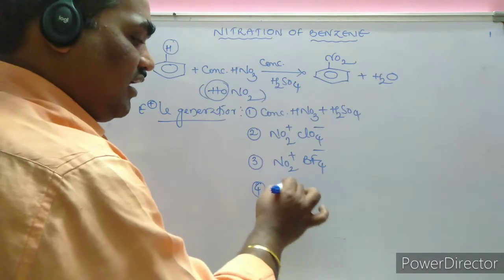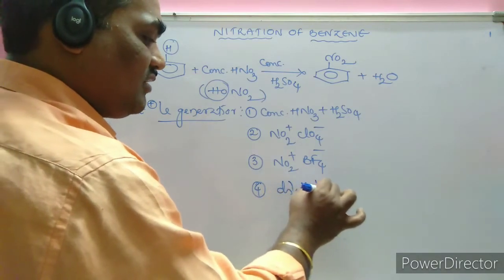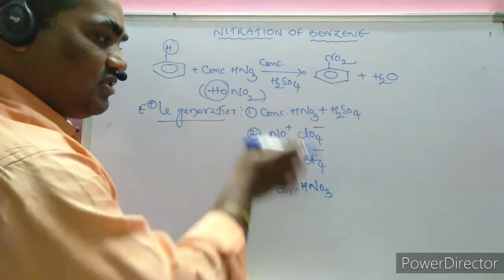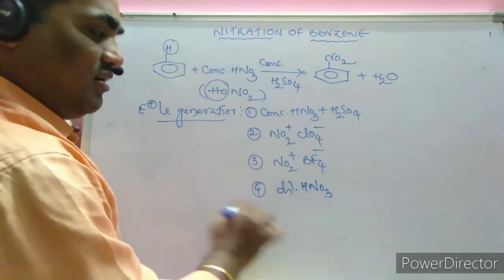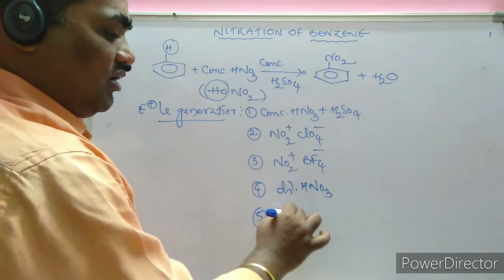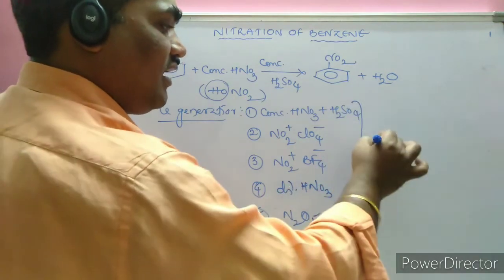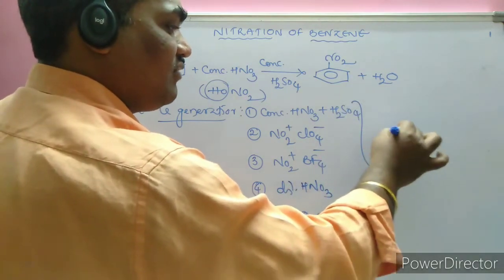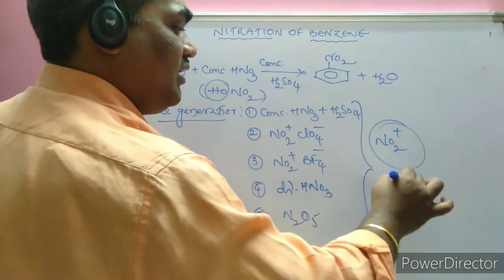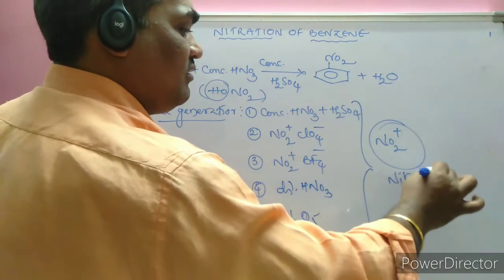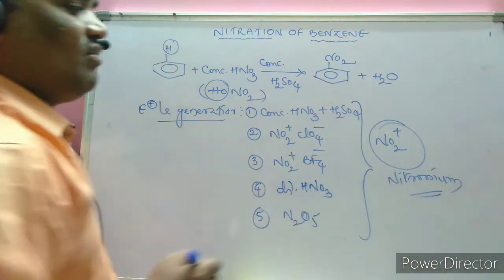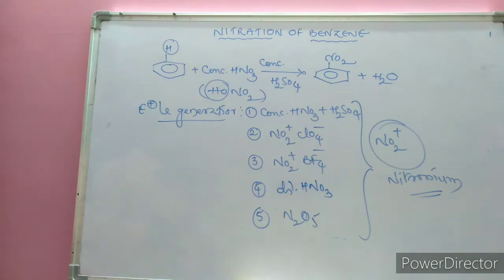And if dilute HNO3 or concentrated HNO3 is given, that is also a nitronium ion generator, and N2O5 is given. These are all used to generate the electrophile in the nitration of benzene. What is it? Nitronium ion. These are all used to develop the electrophile nitronium ion.